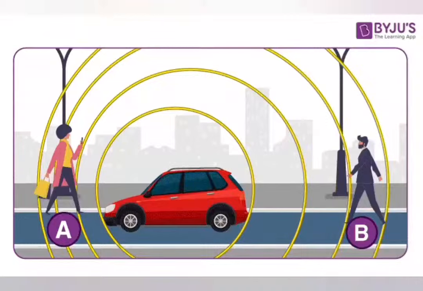Now, the Doppler shift we've all experienced. It's when an emergency vehicle is coming towards you with its siren going. As it moves towards you, the pitch gets higher and higher. But as soon as it passes you, the pitch gets lower and lower. This is because as the vehicle comes towards you, the sound waves are compressed, increasing their frequency. But as it passes you, the sound waves become stretched, giving them a lower frequency, so the tone drops.